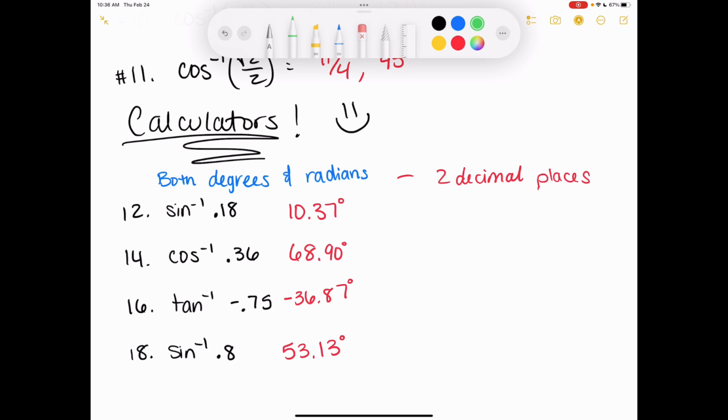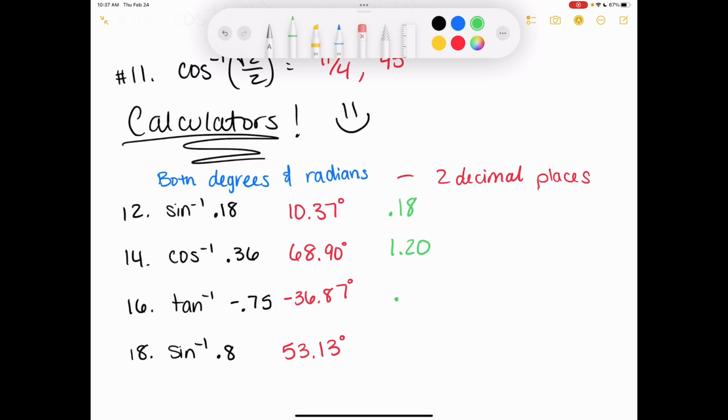I pushed second mode, so it just quit every time. Why is second not working? 0.18. Oh, we're just doing the same ones again. Yeah, you're doing them in radians. What'd you say? 1.20. The other one is 0.64. Are you sure?